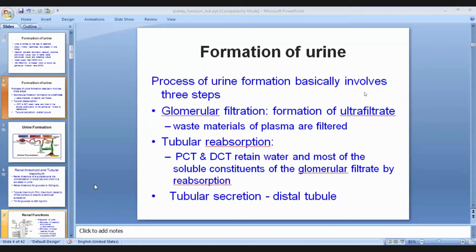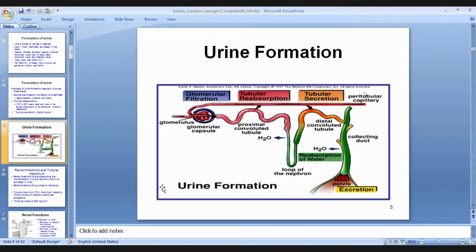Tubular reabsorption. PCT and DCT retain water, and most of the solute constituents are filtered and reabsorbed. So after filtration there is reabsorption. Some substances that are necessary and vital to the body should get reabsorbed. Okay, and tubular secretion occurs in the distal tubule portion. Basically in 3 steps the urine formation occurs, and it will be dealt with in physiology well. So just that is over.